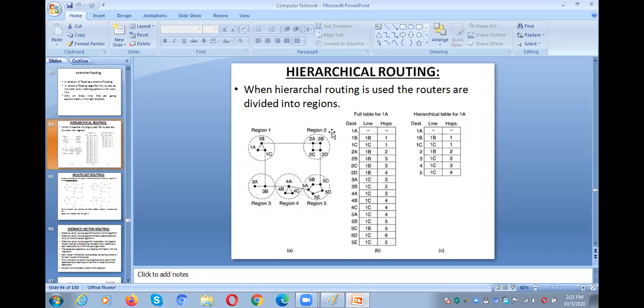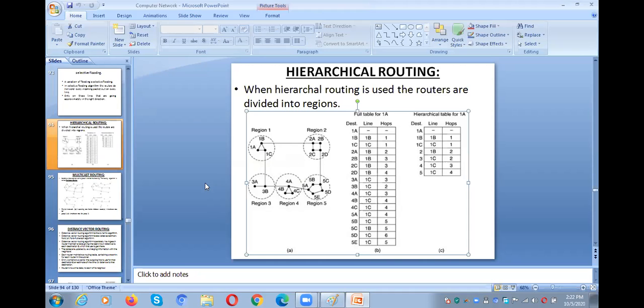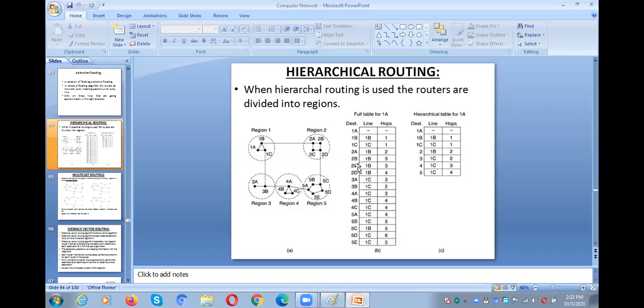So what is the routing table for 1A? 1A has to maintain a routing table with 17 entries. Why? Because 1A to 1A, 1A to 1B, 1A to 1C, 1A to 1D, 1A to 2A, 1A to 2B, 1A to 3C, like that, from 1A to all the remaining nodes. What is the distance? What is the number of hops required? Like that, every router maintains one routing table, and each routing table has 17 entries, because in this example we have a total of 17 routers.